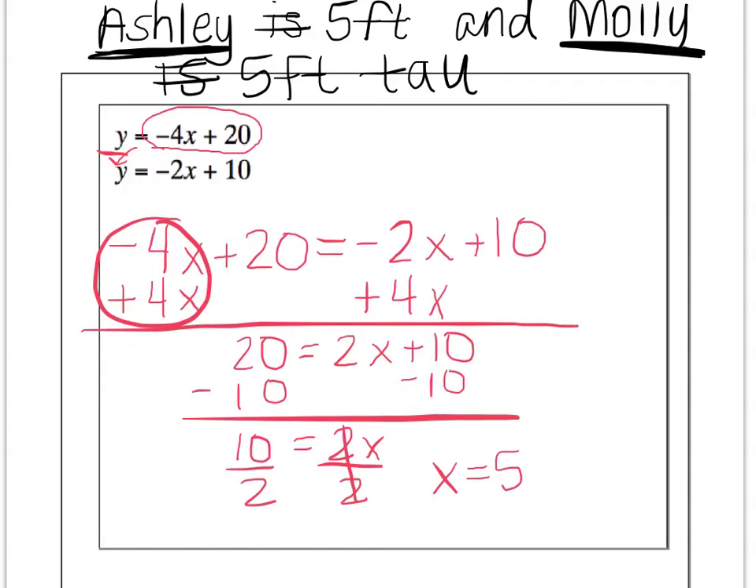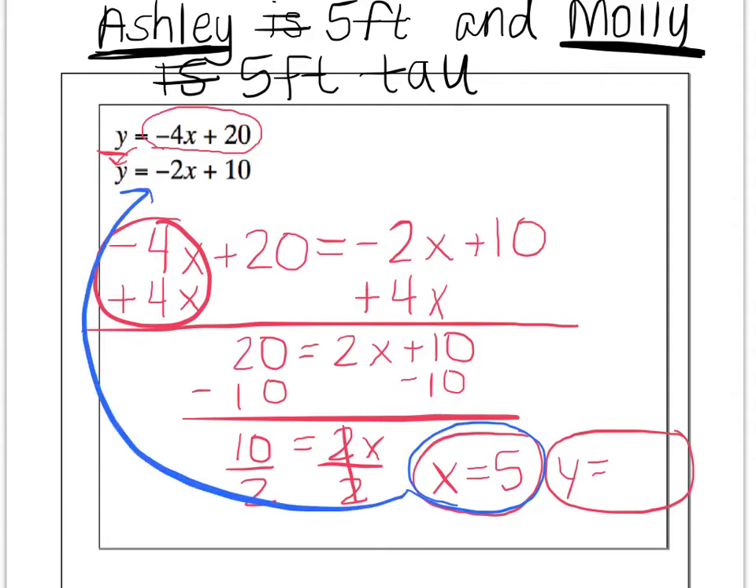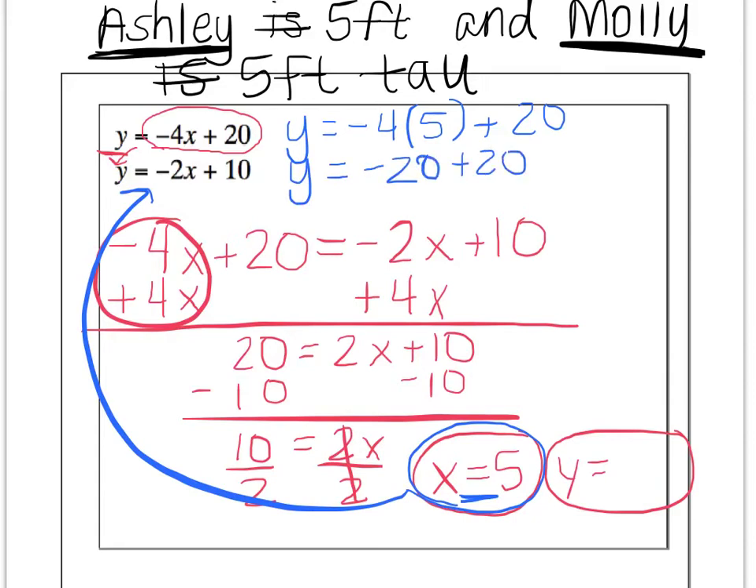Now I'm not completely done yet. I've found what x equals, but what I'm still missing is what y equals. So we have to fill in this blank before we're done. Well, if x equals 5, I can take this value right here and plug it into either of these equations up here. To figure out what y equals, I'm going to do negative 4 times 5, what I just found for my x down here, and add 20. So in this case, y equals negative 20 plus 20, or y equals 0.